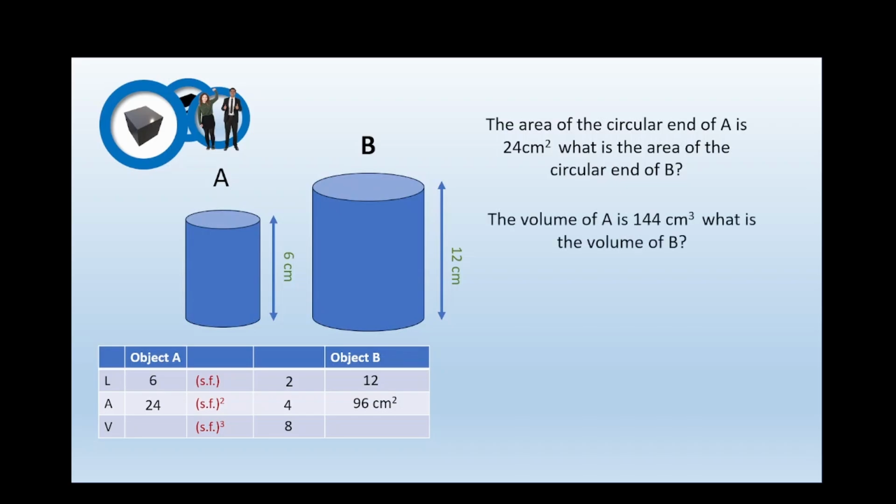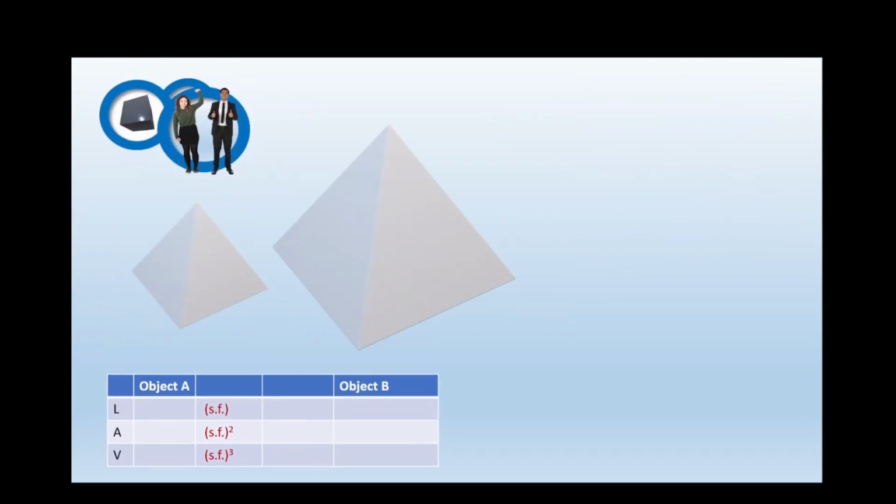Here's question 2, or the second part of the question. The volume of A is 144 centimetres cubed. What is the volume of B? Okay, this is the volume part of A. So I put the 144 into object A, multiply it by 8, because I have to multiply it by the scale factor cubed, and that's the answer I get there. And that's it. From just knowing about 6 and 12 and generating the scale factor, and then the scale factor squared and cubed, I can work out anything else I want to.